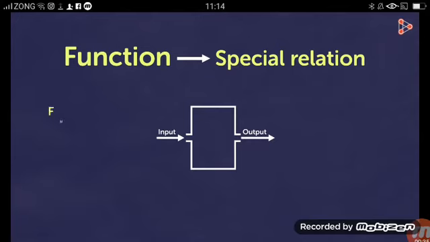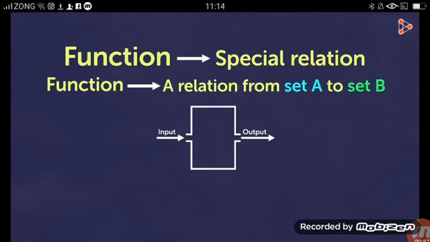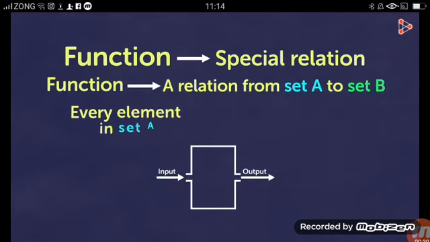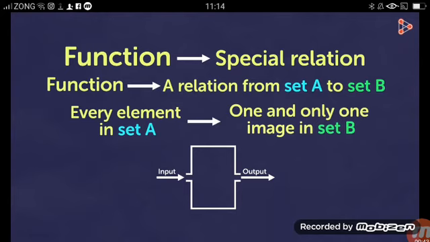In mathematics, a function is a relation from set A to set B if every element in set A has one and only one image in set B. This means that every element in set A is mapped to some element in set B. Note that no element in set A should be left out. Yes, we need an example to understand it better.